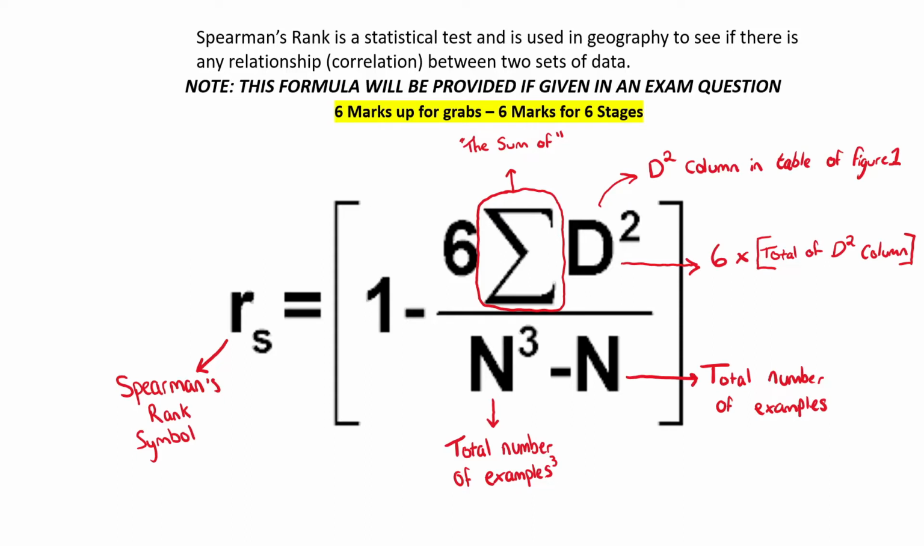So what we have to do here is just break this up a little bit. The symbol that looks like a 3 but backwards just means the sum of. We've then got the d squared bit, that is a column in the table of figure 1 that we're about to see, and then n in this instance just means the total number of examples that is in figure 1. So let's crack on with this.